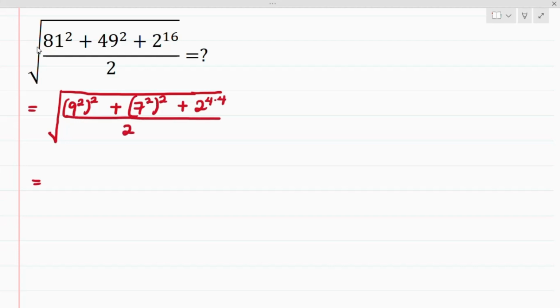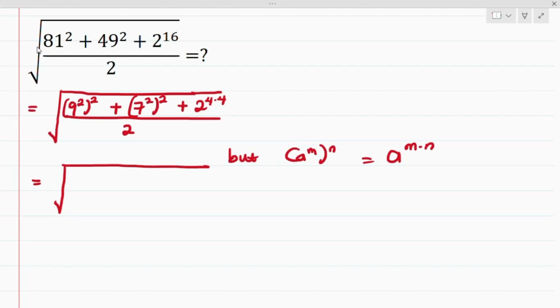So we have this to be equal to the square root of, now we know that if we have a raised to the power of m, all raised to the power of n, this is equal to a raised to the power of m multiplied by n. So applying this, we have 9 raised to the power of 2 multiplied by 2, plus 7 raised to the power of 2 multiplied by 2, plus 2 raised to the power of 4, all raised to the power of 4, and this is going to divide 2.